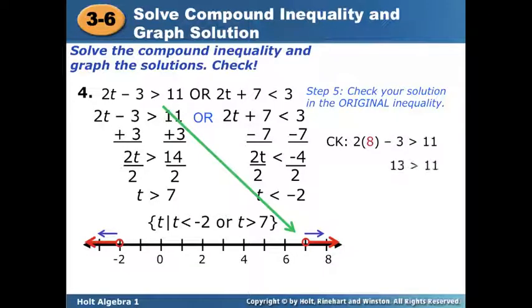We see that this does check out. 2 times 8 minus 3 gives us 13, and that is greater than 11. So for our second check, we will check a number from the shaded region, and 2t plus 7 is less than 3. When you work it out, we find that 1 is less than 3, so that is correct. For an or compound inequality, you should always have 2 checks.